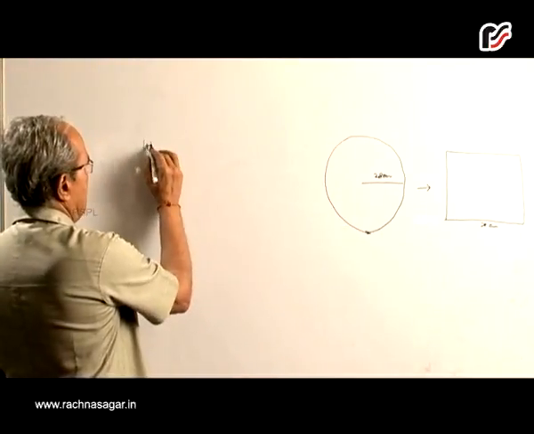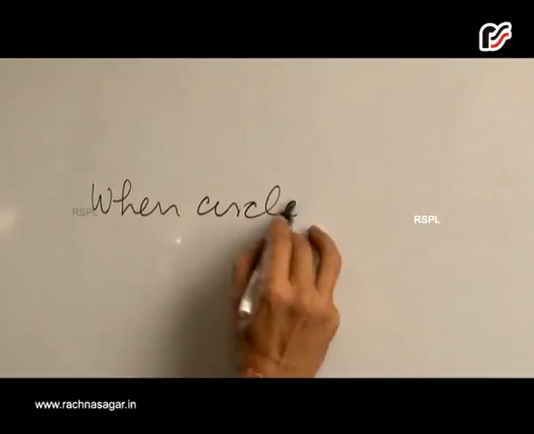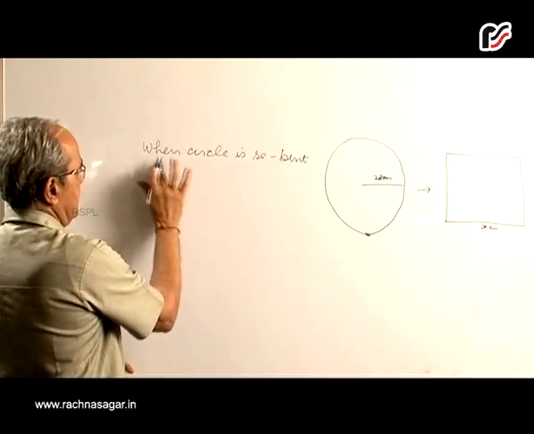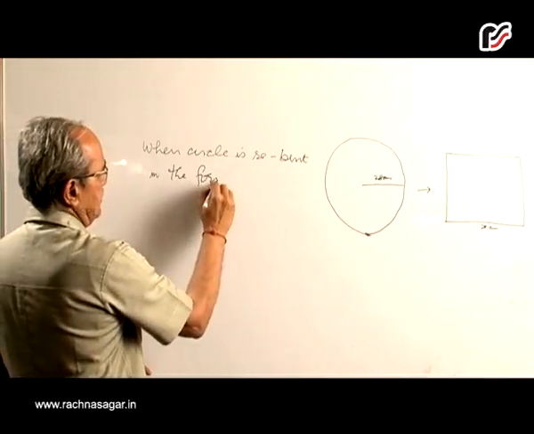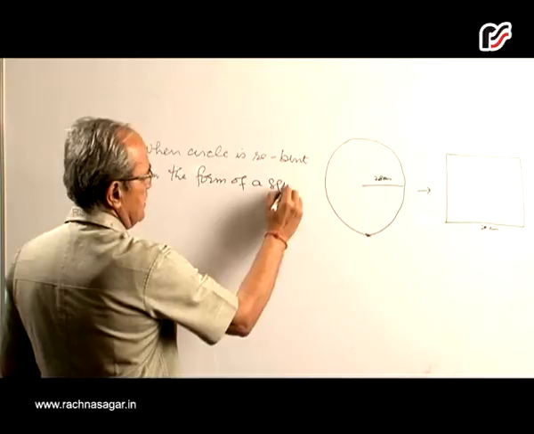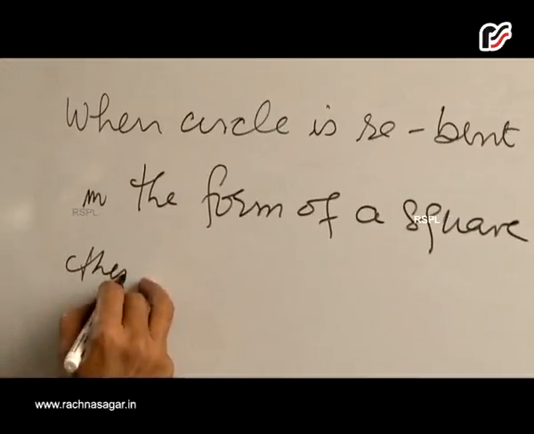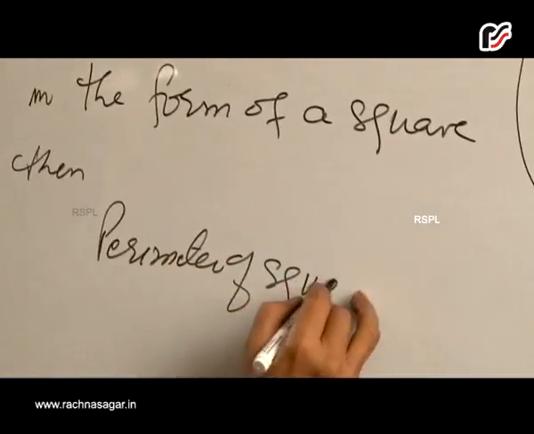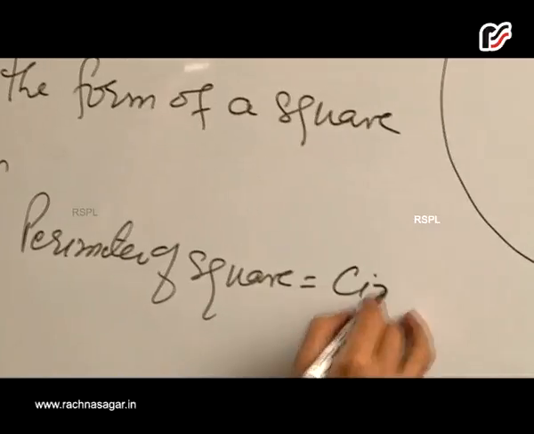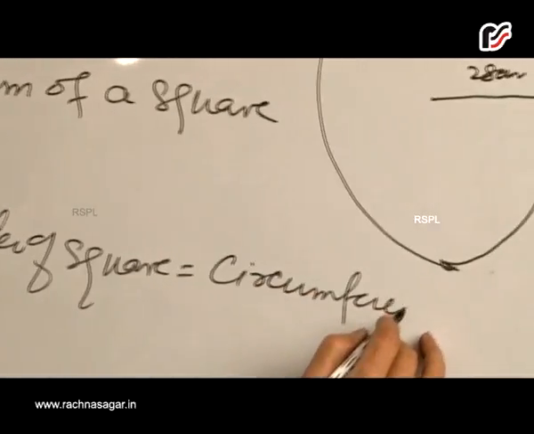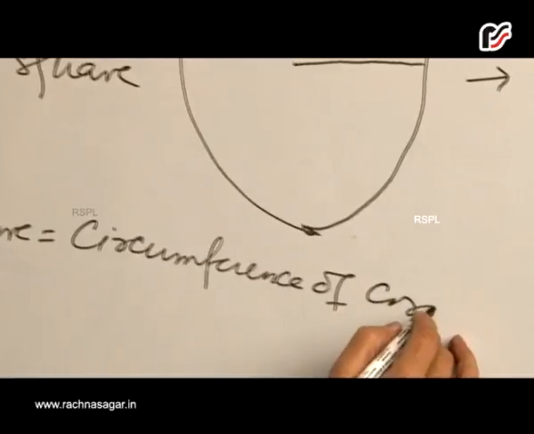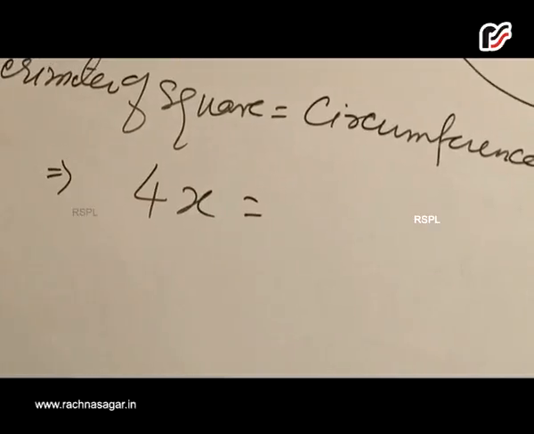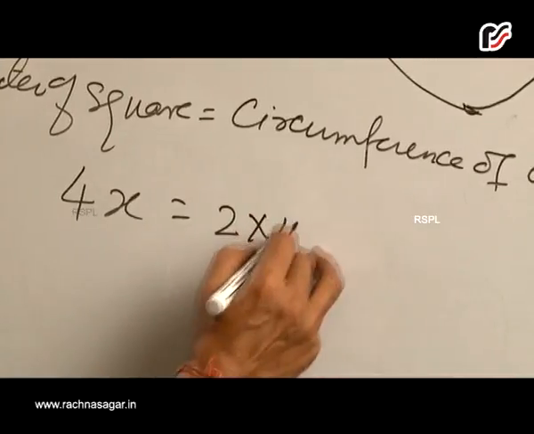So when a circle is rebent in the form of a square, then perimeter of square is equal to circumference of circle. This implies 4x is equal to 2 pi r.